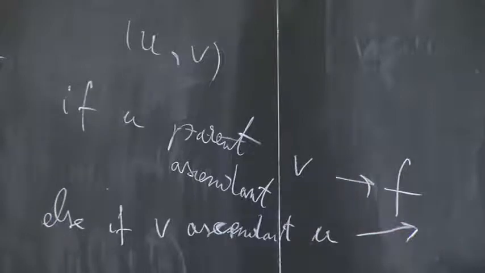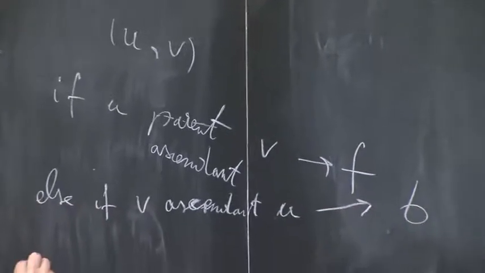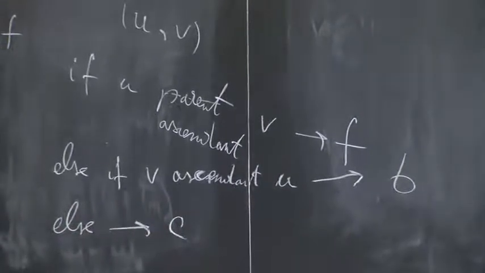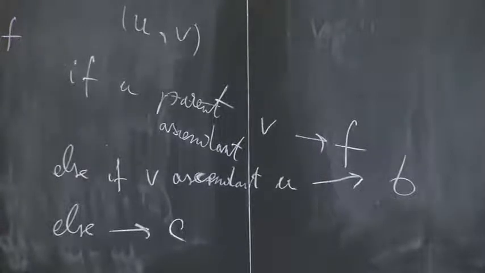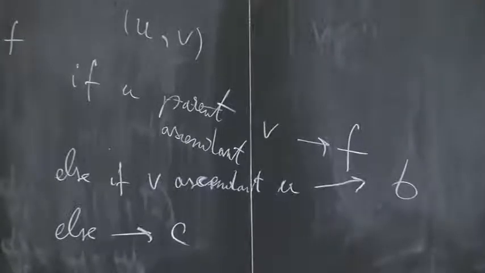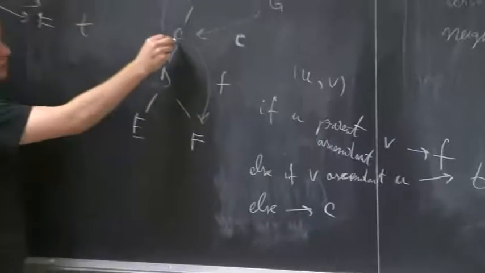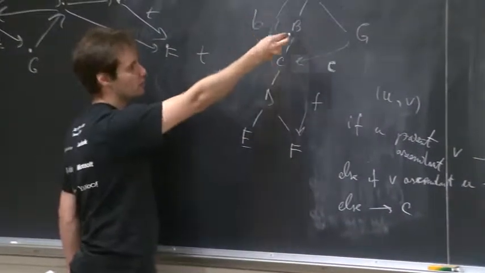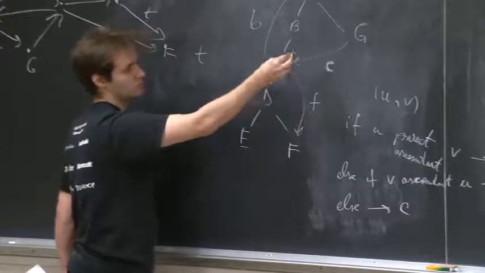Then backward edge. Else cross edge. Does this make sense? So these are the four types of edges. If DFS takes the edge, it's a forward edge. If not, we draw the DFS tree and we see: does the edge go forward in the tree? Forward edge. Does it go backward? Backward edge. Does it go between completely unrelated nodes? Cross edge.